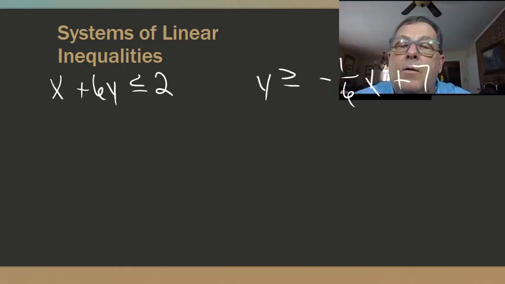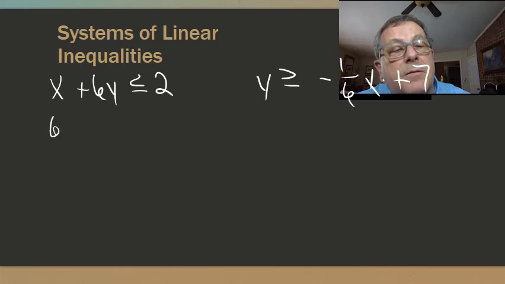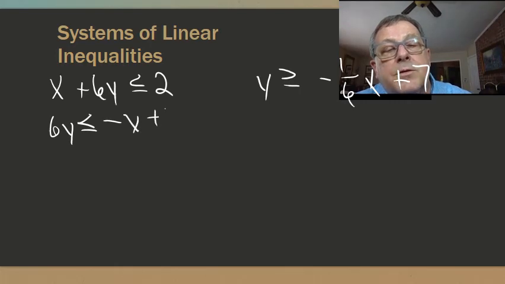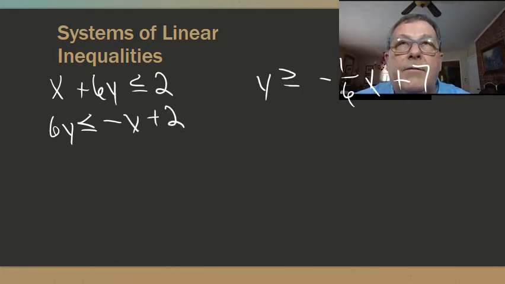Now, my inequality statement on the right is okay. I've got that y is kind of in that slope-intercept form, y equals mx plus b. But over here, I got a little work to do. First, start by subtracting x from both sides. It's going to give me 6y is less than or equal to negative x plus 2. Now, I'm going to divide everything by 6 to get the y by itself.